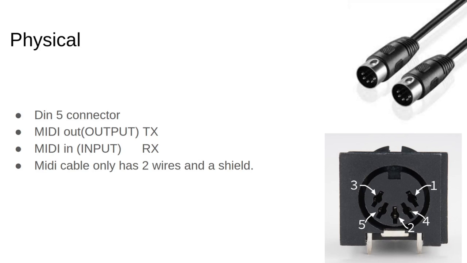So all MIDI is a DIN 5 connector, with the TX being the MIDI out and the RX being the MIDI in. It's a unidirectional protocol, and it all is two wires and one shield, which is connected to the ground on the receiving side.